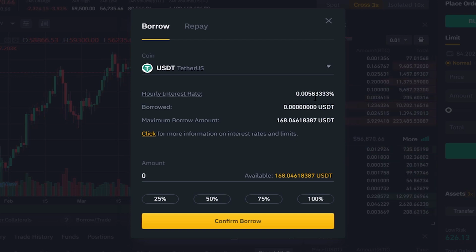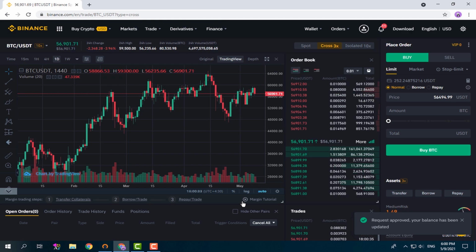On Binance, the interest rate is applied every 1 hour, and as soon as this 168 USDTs are borrowed, this hourly interest rate will be added to our debt, and this happens every 1 hour. You can click on this link to get more information about interest rates and the maximum amount that can be borrowed on Binance for every coin. Here you enter the amount you want to borrow from your available amount, or here you can use these percentages. Let's select 100%. We click on confirm borrow and request approved.